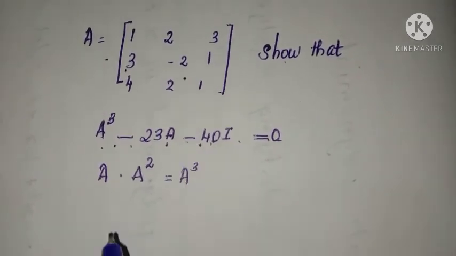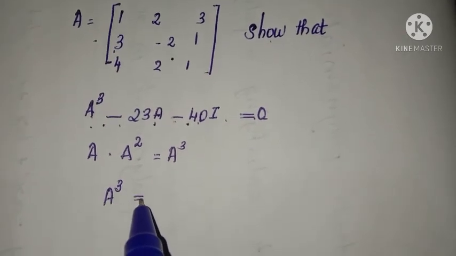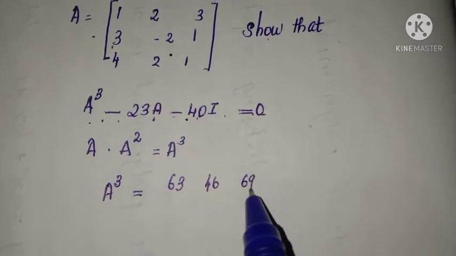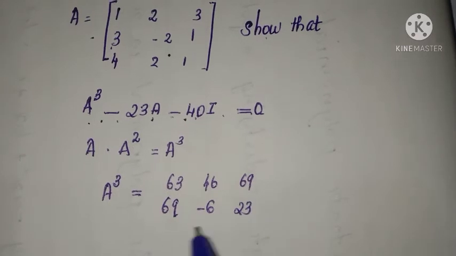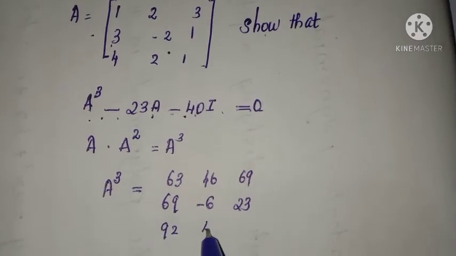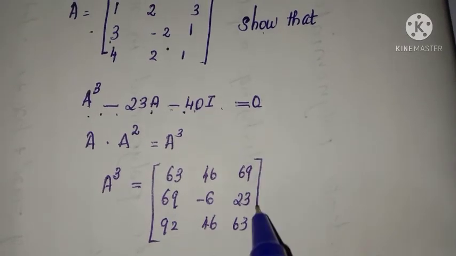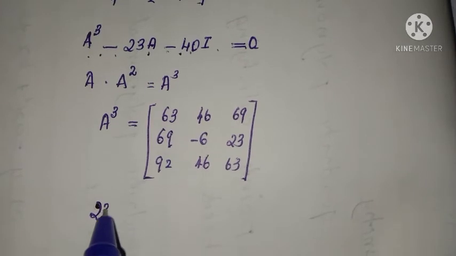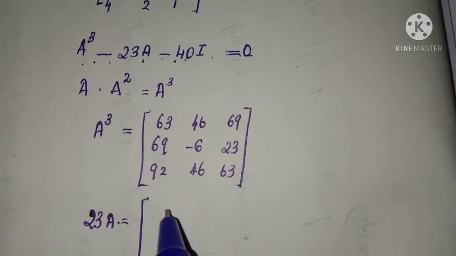Okay, so A cube we already computed. A cube is [63, 46, 69; 69, -6, 23; 92, 46, 63]. This is the matrix A cube. Now 23A. 23 is a scalar, so multiply it with the matrix A.